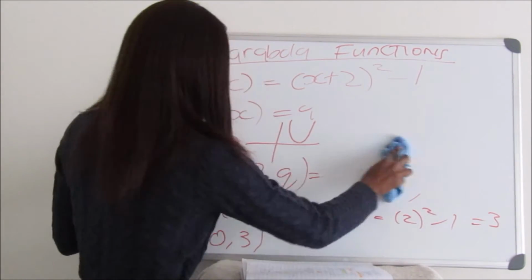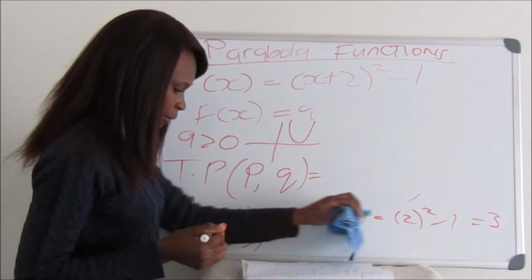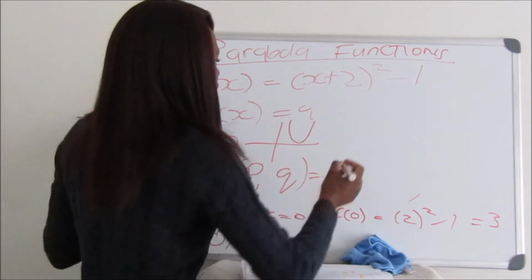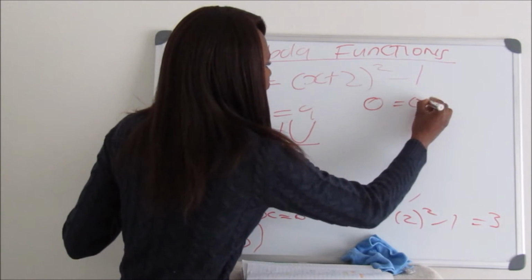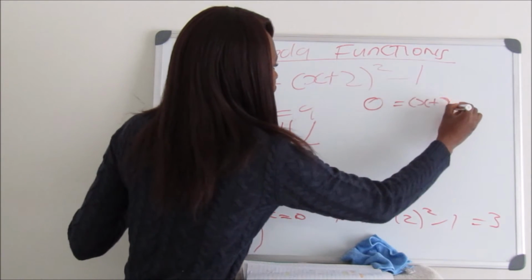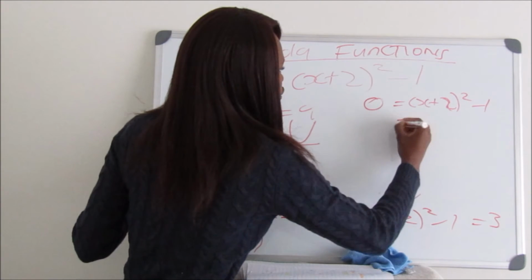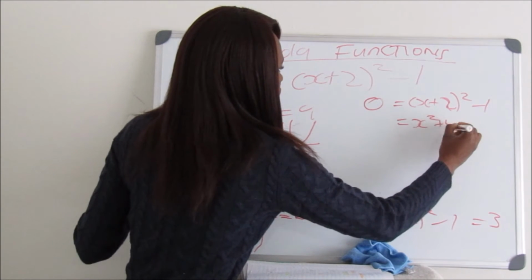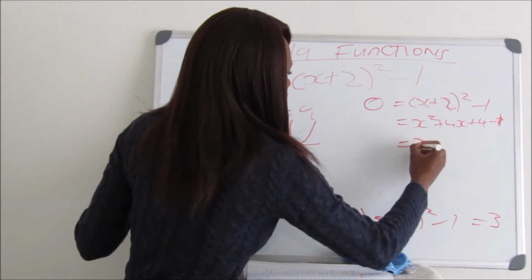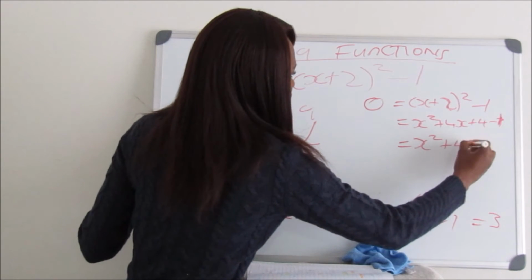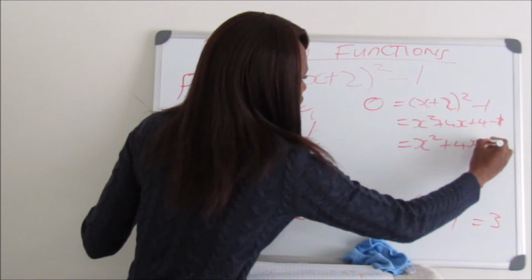These are the coordinates of the turning point. We'll look at them later. Then by finding the x-intercept, by making y equal to 0, we'll have (x + 2)² - 1, which will be x² + 4x + 4 - 1, and that will be x² + 4x + 3.